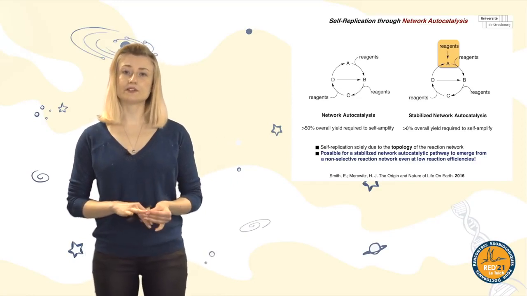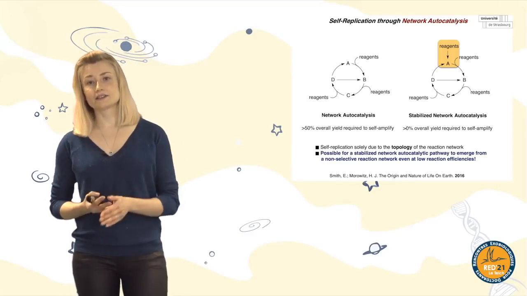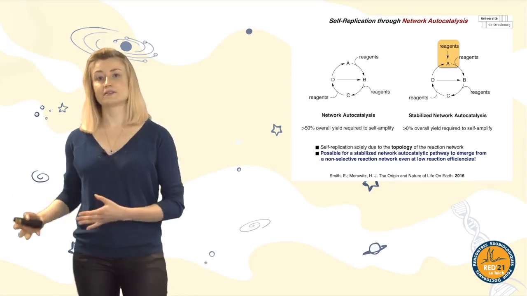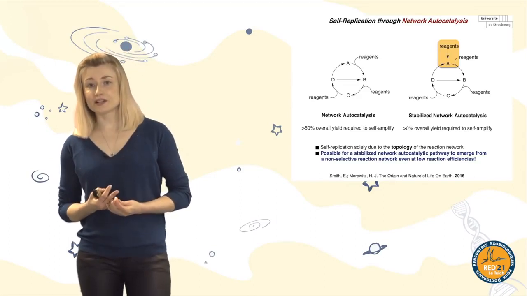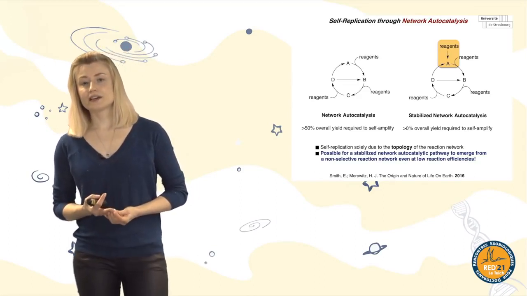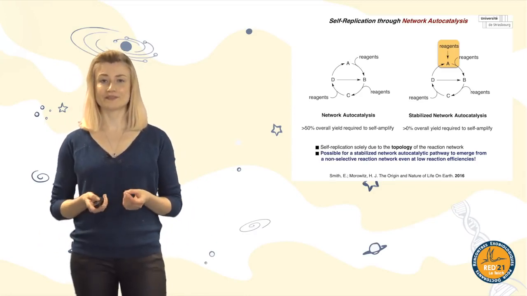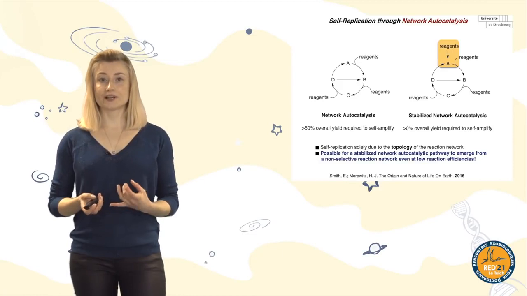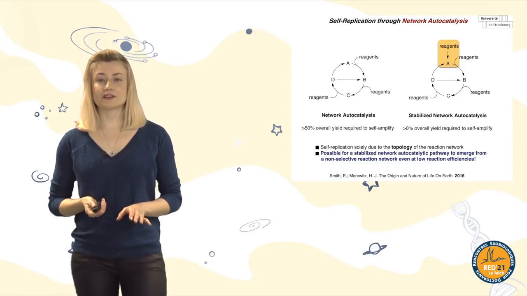There is an idea which involves a constant supply of one reagent. So on the right-hand side, you have this in the yellow box. One process supplies a reagent from the outside, and this leads to a structure which is called a stabilized network autocatalysis. So in this case, if you have one sort of feeder pathway that supplies one of the reagents to the cycle, it is enough for the individual reactions to have a yield just above 0%, and this is enough for this entire process to be self-sustainable.